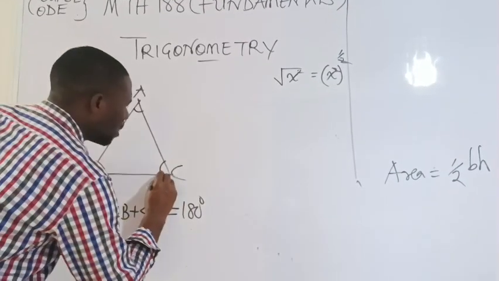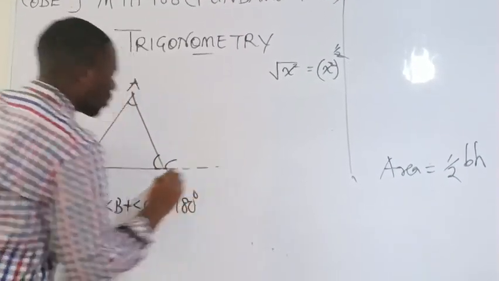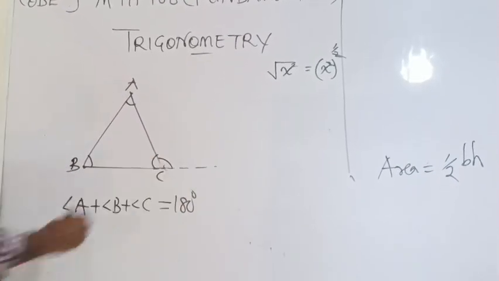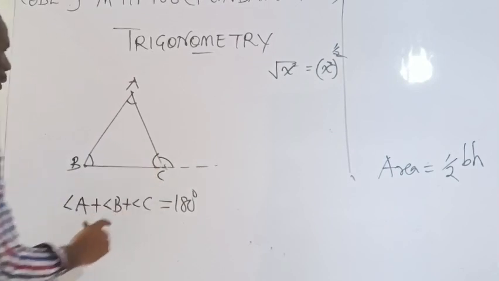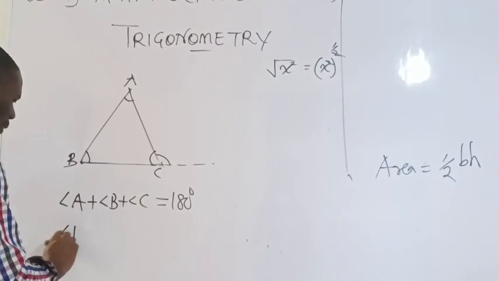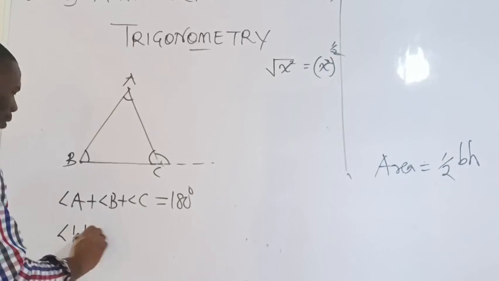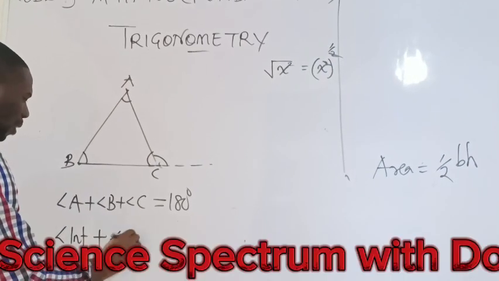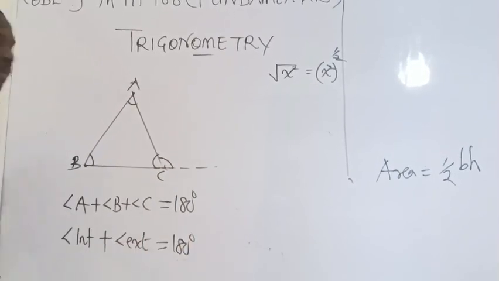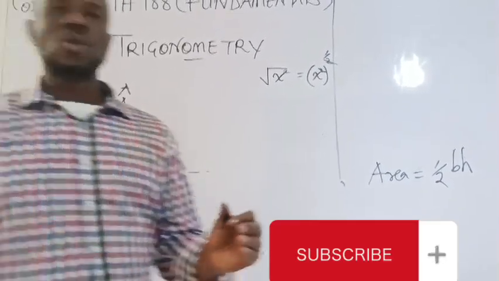Then if I extend this angle C, you figure out that there is an exterior angle formed here. So the sum of the interior angle, this inner angle, plus the exterior angle, this angle outside, boils down to 180 degrees. Alright, I need to wrap it up here.